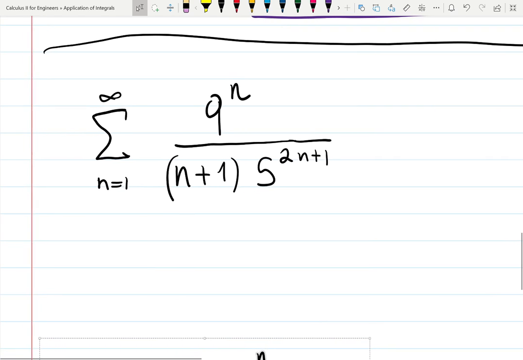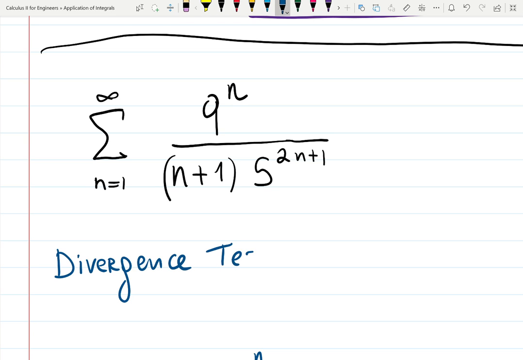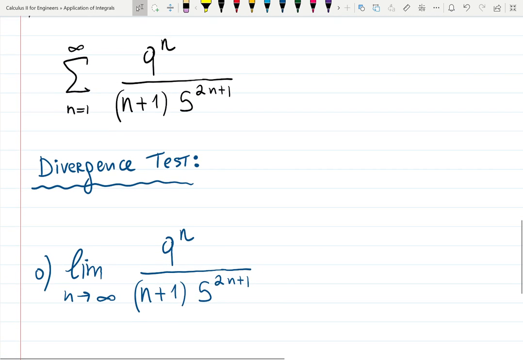I usually recommend starting with the divergence test, because why would you want to work very hard for the ratio test? The divergence test might just show you that the tails do not go to 0, or basically the limit at infinity is not 0, and if it's not 0, then you can right away conclude that the series diverges.